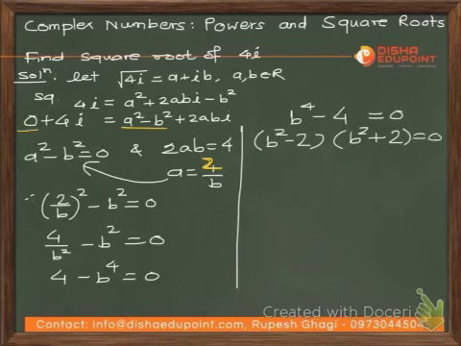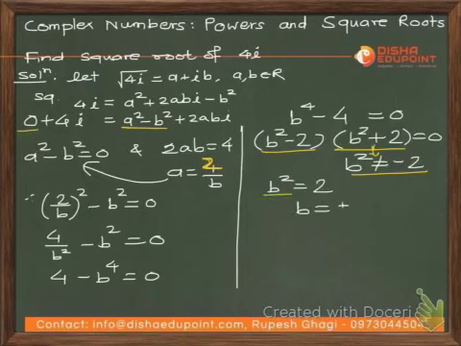So we have this equation, b to the power 4 minus 4 is equal to 0. So we can write (b square minus 2) into (b square plus 2) is equal to 0. But this gives us b square plus 2 is equal to 0, b square is equal to minus 2. But b square cannot be equal to minus 2 because b is a real number. Square of a real number is never negative. So we have only one solution here. b square is equal to 2, which gives us two values for b. b is equal to plus or minus root 2.